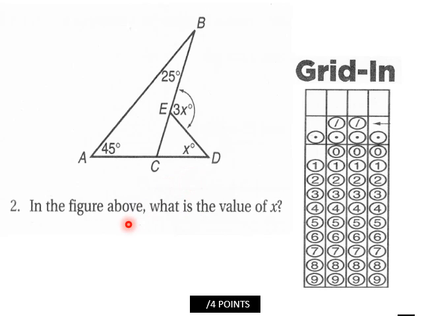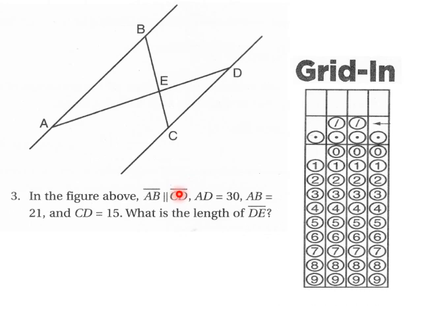And then number 2 of the grid-ins, in the figure above, what is the value of x? So here's the value of x here. Then you have 3 times that here. What is that value? Grid in number 3. In this figure, segment AB is parallel to segment CD. AD equals 30, AB equals 21, and CD equals 15. What is the length of DE? So you're trying to find this length here.